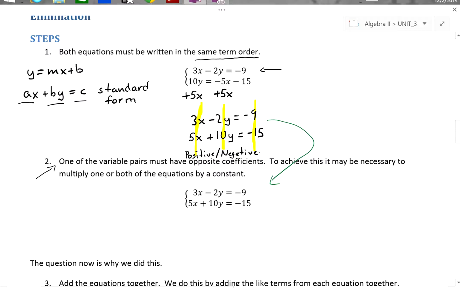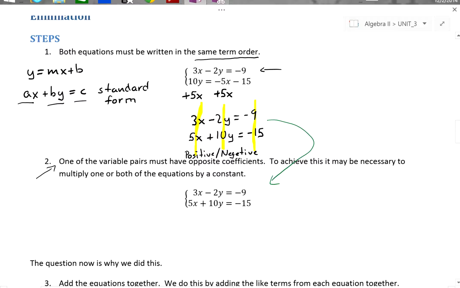Positive, negative. Okay. So what we mean by positive, negative is that they have to have the same value coefficient, but one needs to be positive, the other needs to be negative. That means opposites. So we can look at the variable pairs. We can look at the x's here, 3 and 5, definitely not opposites. Now we can look at the y variable. The coefficients there, negative 2 and 10. One is positive and one is negative, but it's negative 2 and positive 10, not opposites.